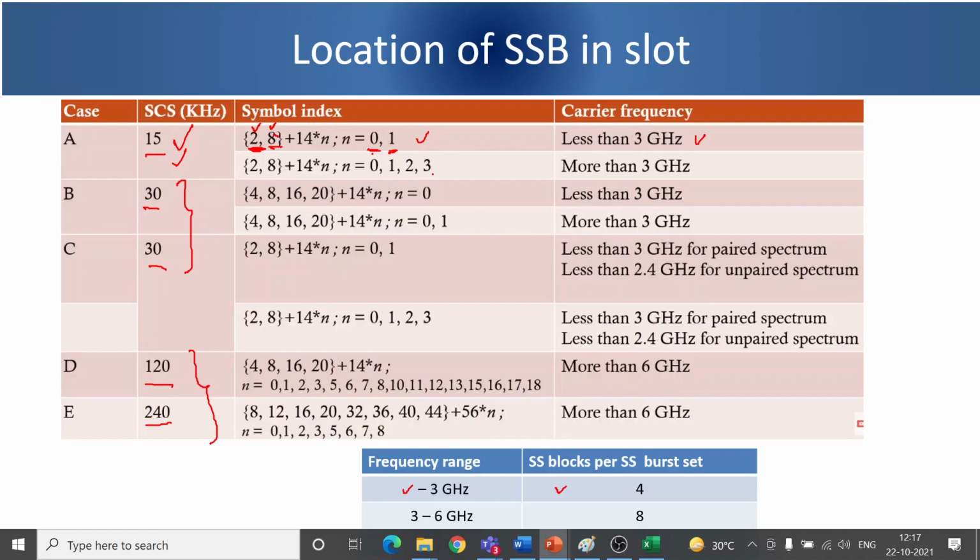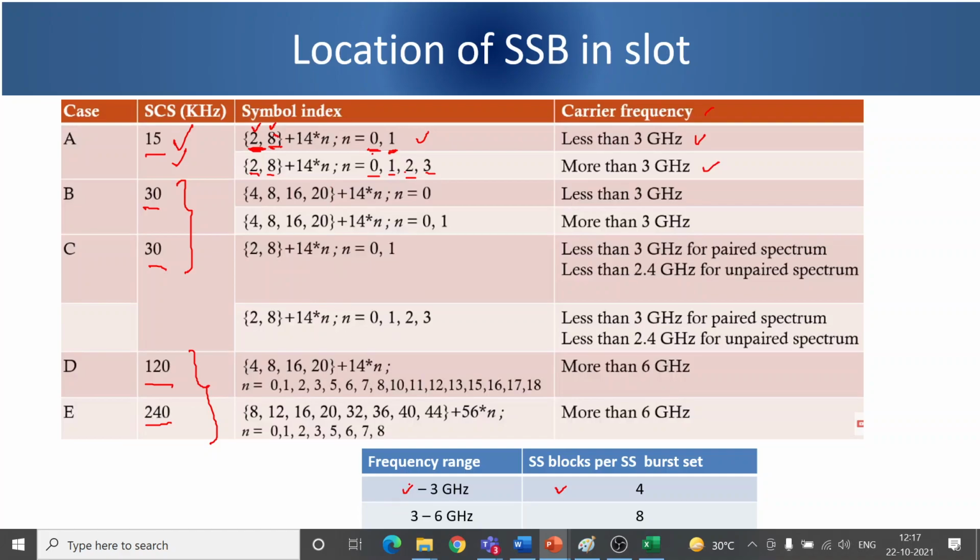Now let's go to again more than 3 gigahertz. If frequency is more than 3 gigahertz, and we are still using 15 kilohertz, in that case how many SS blocks will there be? So one SS block, two SS blocks in slot 0. So 2, and in slot 1 again 2, in slot 2 again 2, and slot 3 again 2. So how many total?